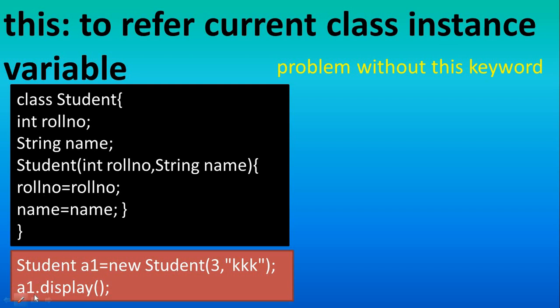Suppose you call the display method, and in it we are showing some values. What happens in the output? You will not get these two values; you will get the default values 0 and null. Why? Because the instance variable names and the local variable names are the same, so the compiler gets confused and you get the default values.